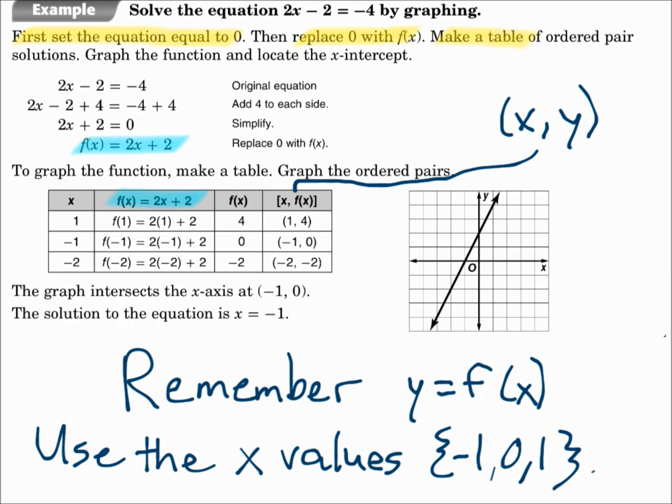They plot those 3 points, and then our answer is going to be the x-intercept. Remember, that's what happens when y is 0. The x-intercept is negative 1, so that's what x equals. Our final answer is x equals negative 1. So set the equation equal to 0, replace 0 with f of x, make a table, plot the points, and the x-intercept is your final answer.